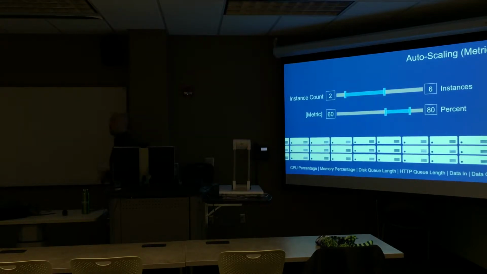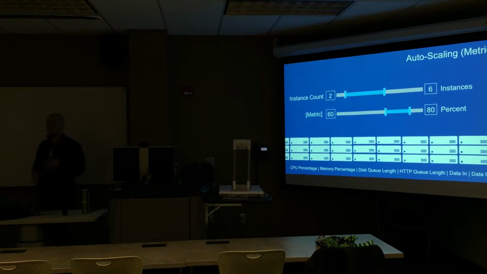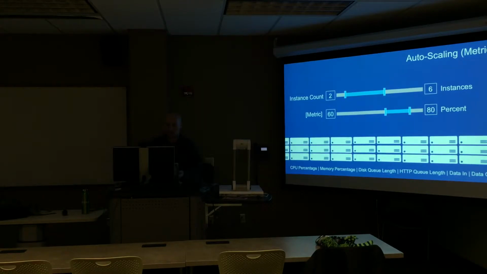So a really popular one is CPU percentage. What is my CPU pegged at? Say, if it's between 60 and 80, I want you to scale up. If it goes down below 60, scale back down. And you can do this based off a lot of different metrics, whether it's memory usage, disk queue length, data in, data out, whatever may be the best constraint for your application.